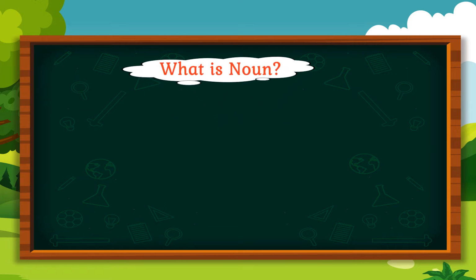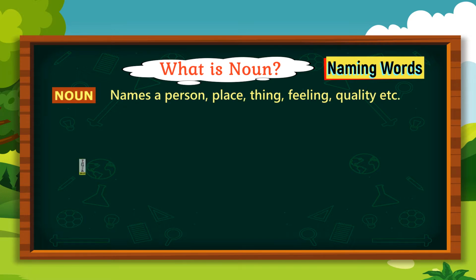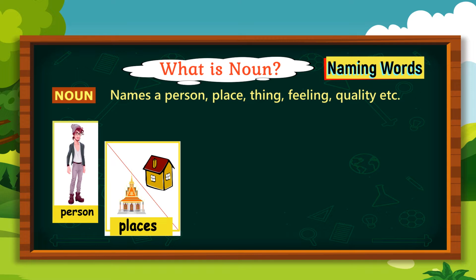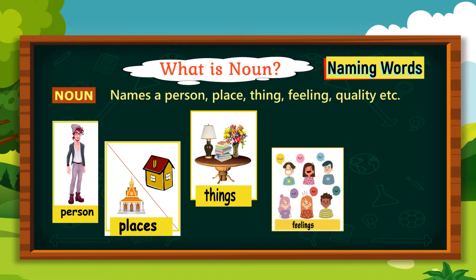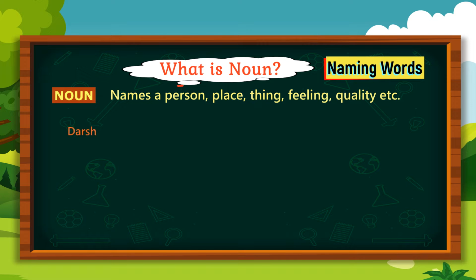Everything around us has a name. All naming words are nouns. For noun, all you need to remember is nouns are names. Name of a person, place, things, feelings, quality, anything. For example, if I say Darsh, Darsh is a name of a person. So, this is a noun.